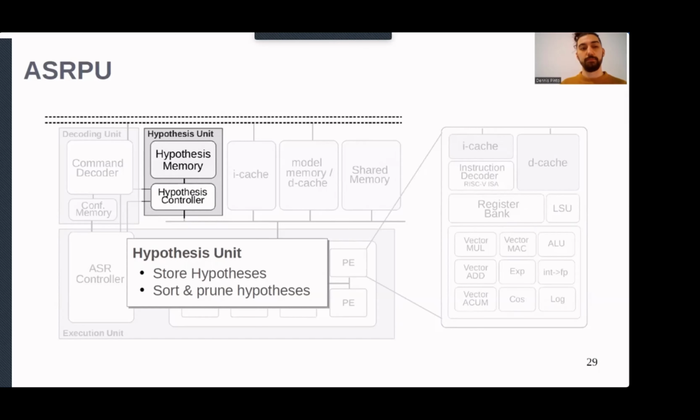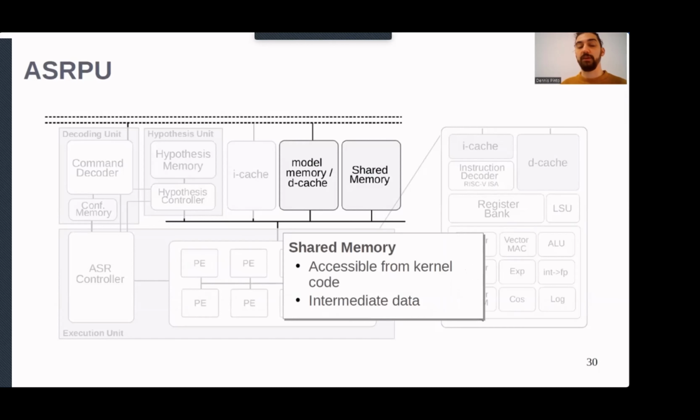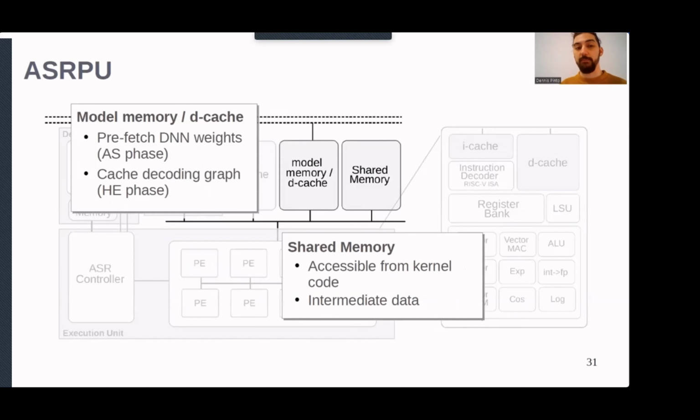Regarding internal memory, the accelerator contains two memory modules. The first one is called shared memory. It can be accessed from the kernel code, and it is intended for storing intermediate results, such as the outputs from the hidden layers of the neural network. The other is the model memory / dcache.